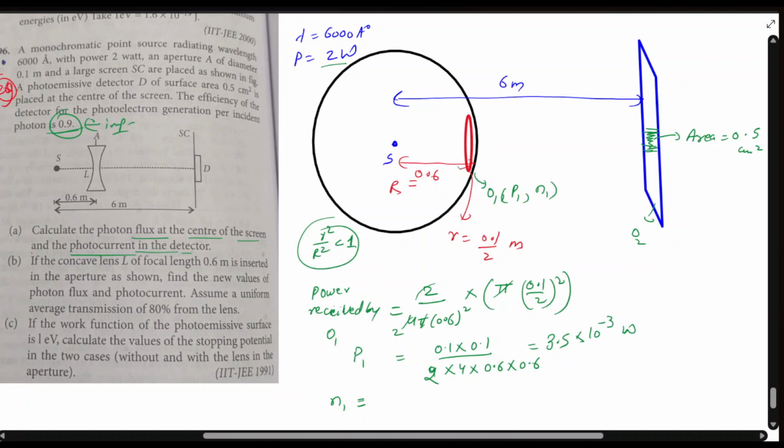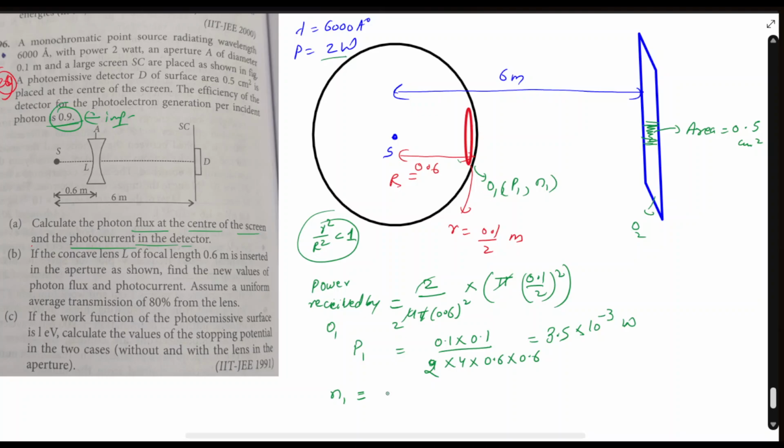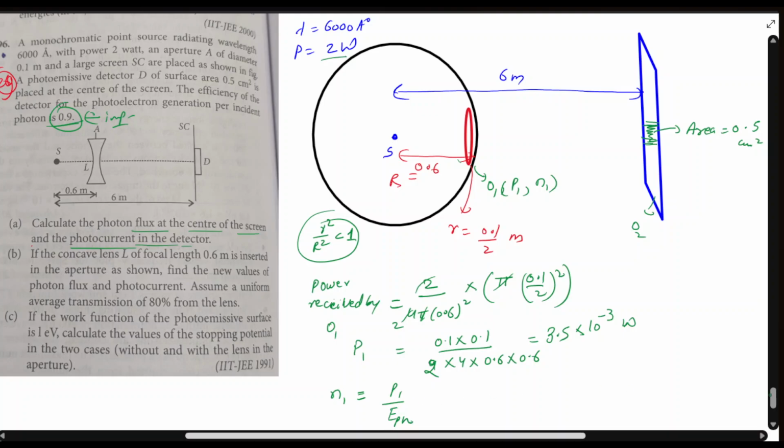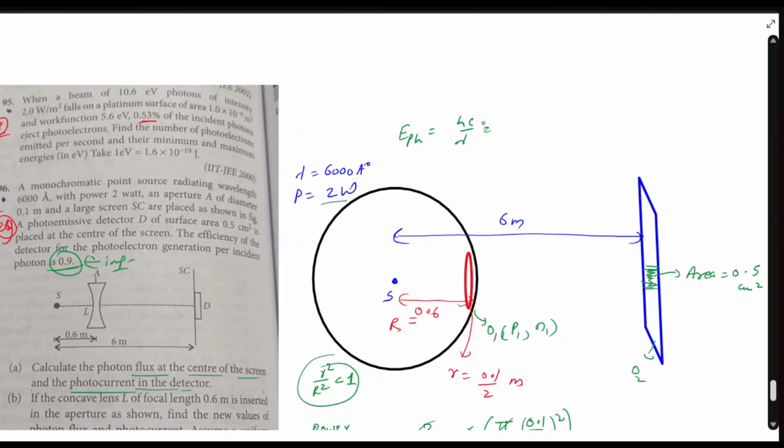If I want to find the number of photons received by observer 1 per second, it will be P1 divided by the energy of a photon. So let's first find the energy of a photon. The energy of a photon will be hc by lambda, so hc we write as 12400 divided by 6000. It will be in electron volts.